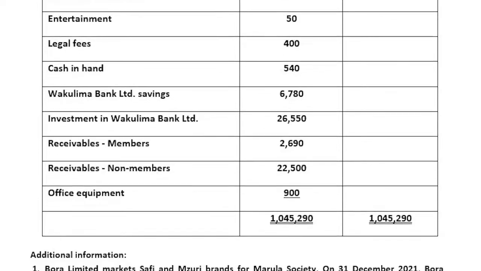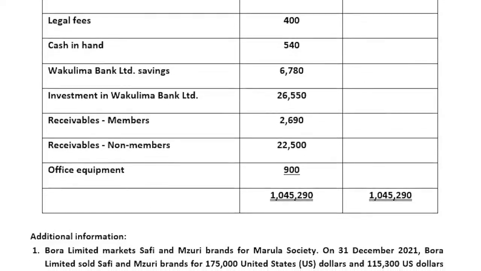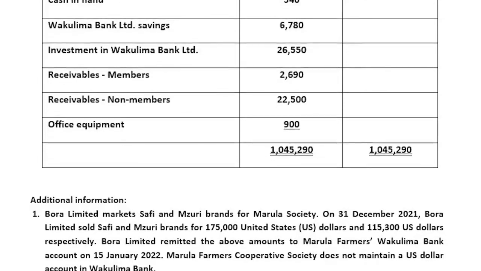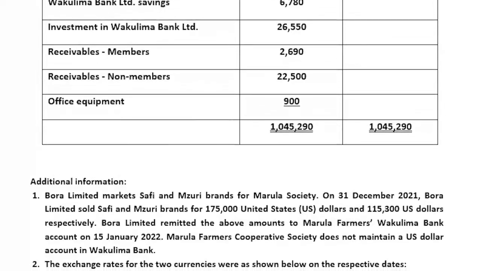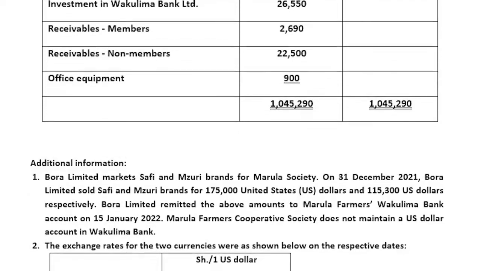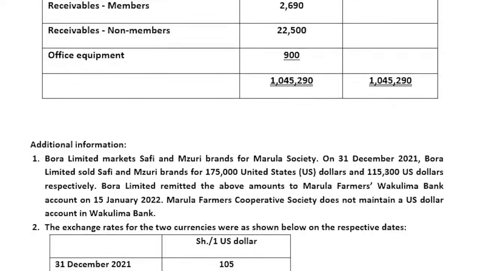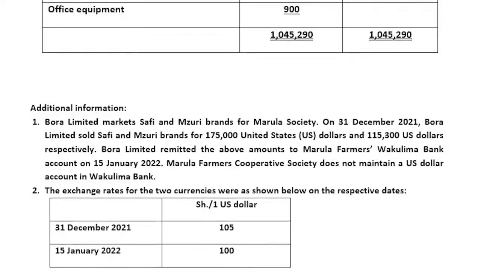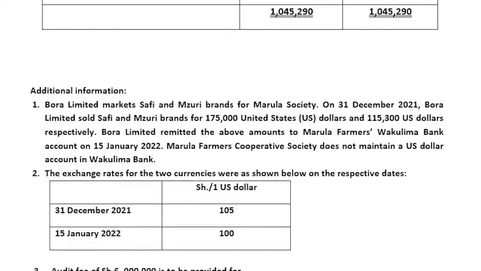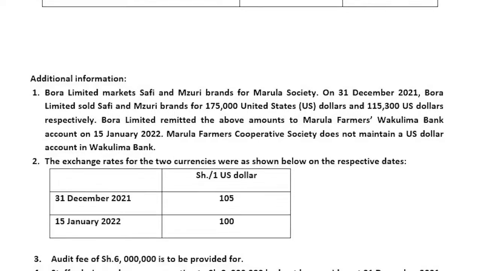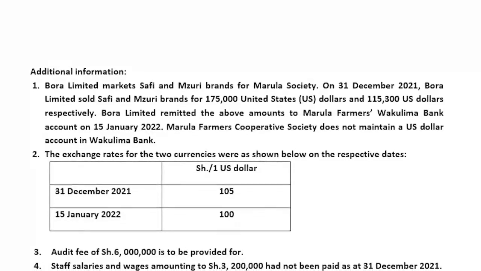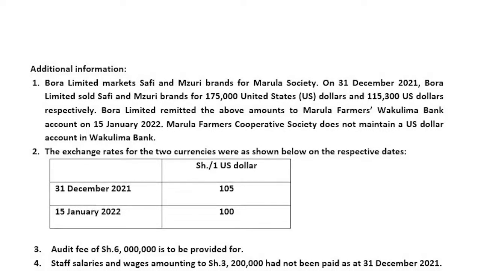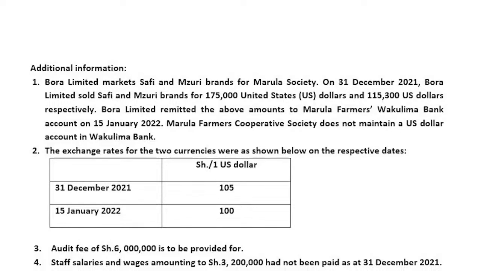Then we have some additional information. Number 1, we are told Bora Limited markets Safi and Mzuri brands for Marura Limited. On 31st of December 2021, Bora Limited sold Safi and Mzuri brands for $175,000 US and $115,300 US respectively. Bora Limited remitted the above amount to Marura Farmers Wakulima Bank on 15th of January 2022. Marura Farmers Cooperative Society does not maintain a US dollars account in Wakulima Bank.